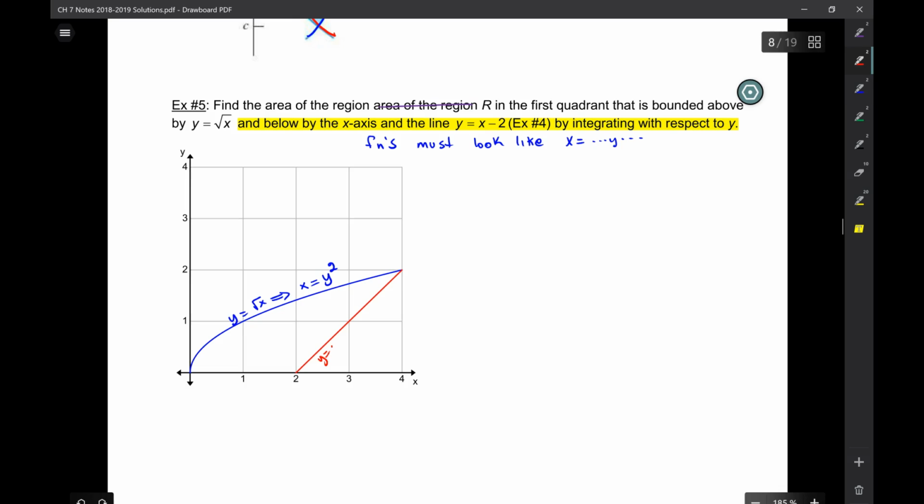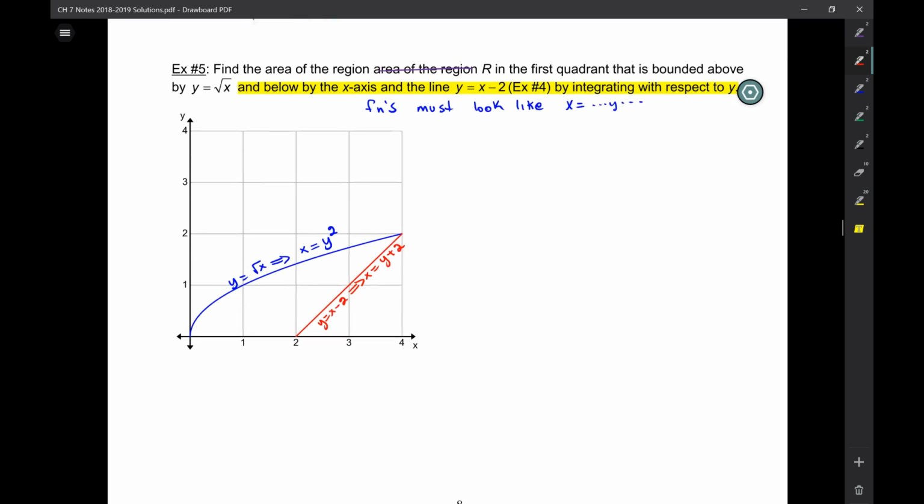And if this is y equals x minus 2, then what's x equal to? 2 plus y, or y plus 2. Now, this is the region R. Yeah, how about the bottom? Okay, so take a look.